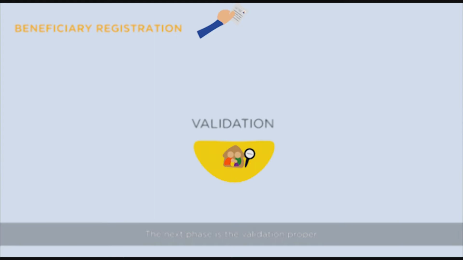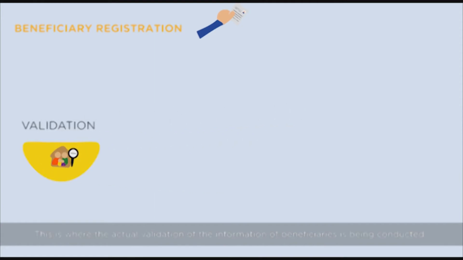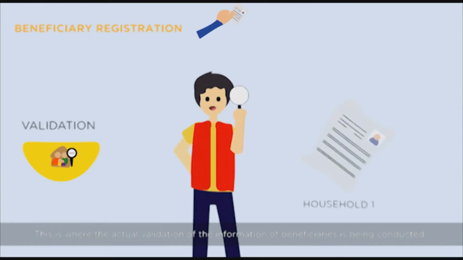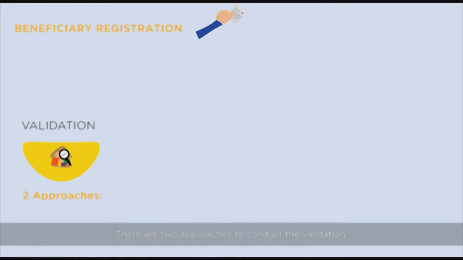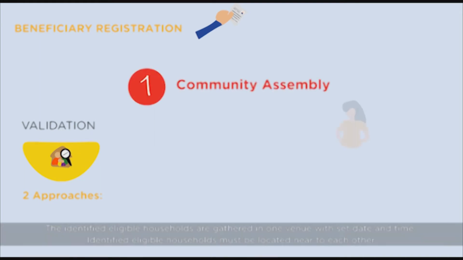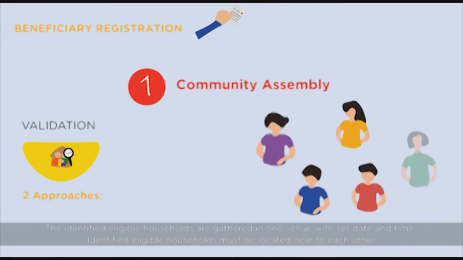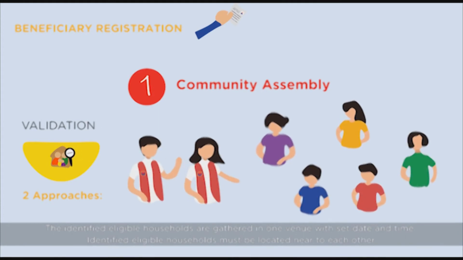The next phase is the validation proper. This is where the actual validation of the information of beneficiaries is being conducted. There are two approaches to conduct the validation. First is through community assembly. The identified eligible households are gathered in one venue with set date and time. Identified eligible households must be located near each other. The number of households should be considered to ensure the quality of validation activity.